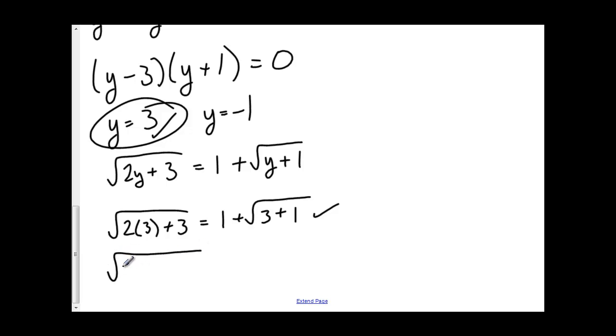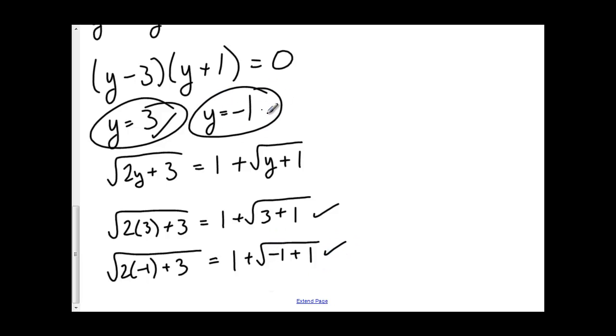But I also have to check the other one. 2 times negative 1 plus 3. Take the square root, that's going to give me 1. This one, negative 1 and 1 is 0. Take the square root, plus 1. I also get 1. So that one is also a solution. So in this case, I have 2 solutions.